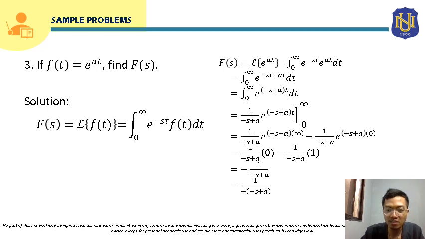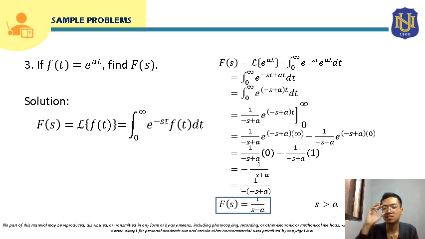Simplifying this further, we can put this negative sign in the denominator, so this will become 1 over negative times negative s plus a, which simplifies to 1 over s minus a. So this is the Laplace transform of e raised to at, that is 1 over s minus a. This is true only if s is greater than a. So this is now the answer for this.